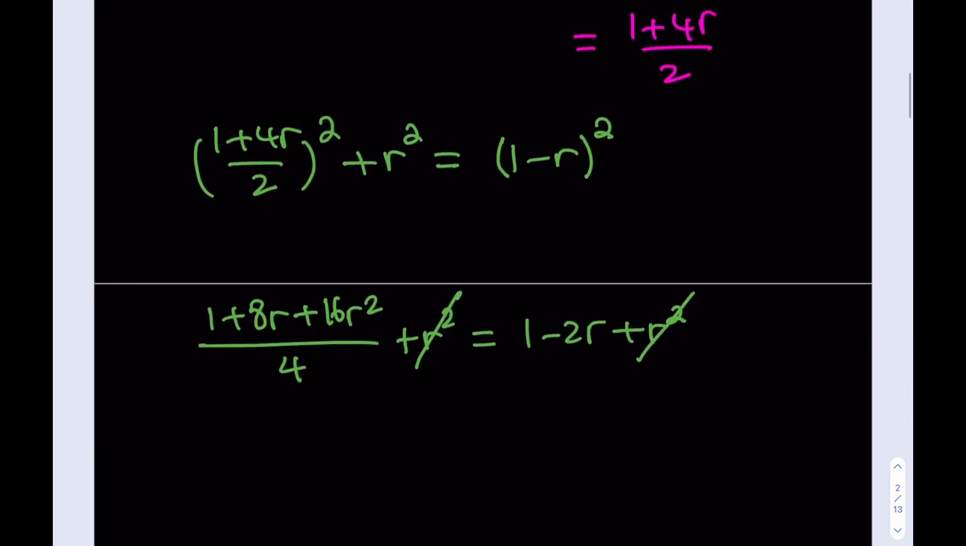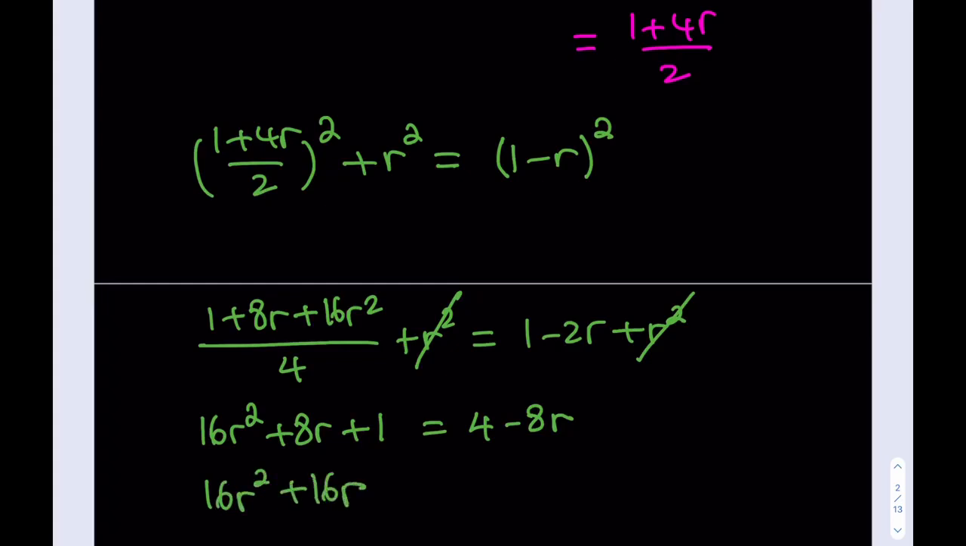Okay, let's go ahead and cross multiply here. 16r squared plus 8r plus 1 is equal to 4 times the quantity 1 minus 2r, which is equal to 4 minus 8r. Then add 8r, you're going to get 16r squared plus 16r.